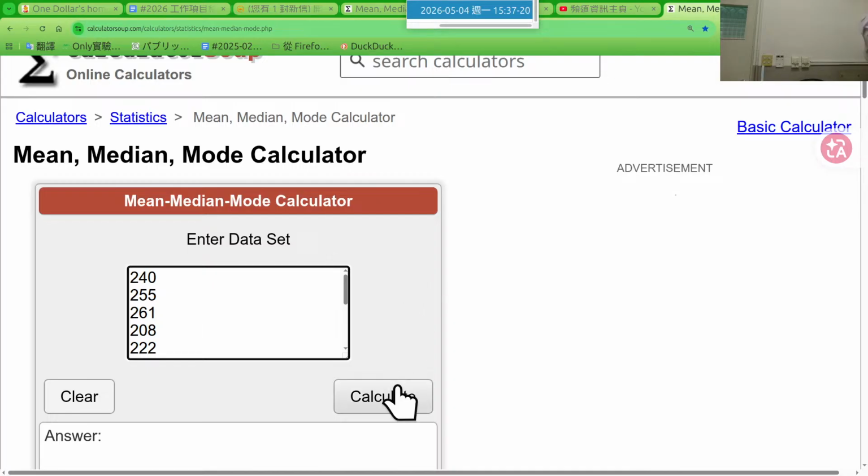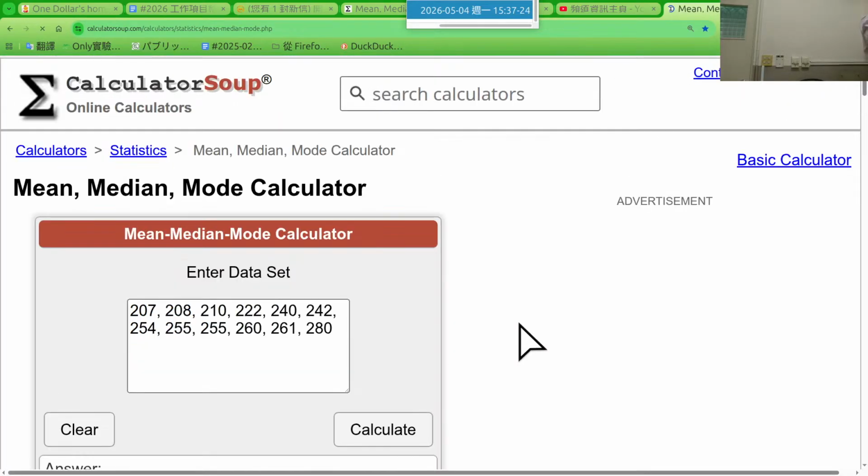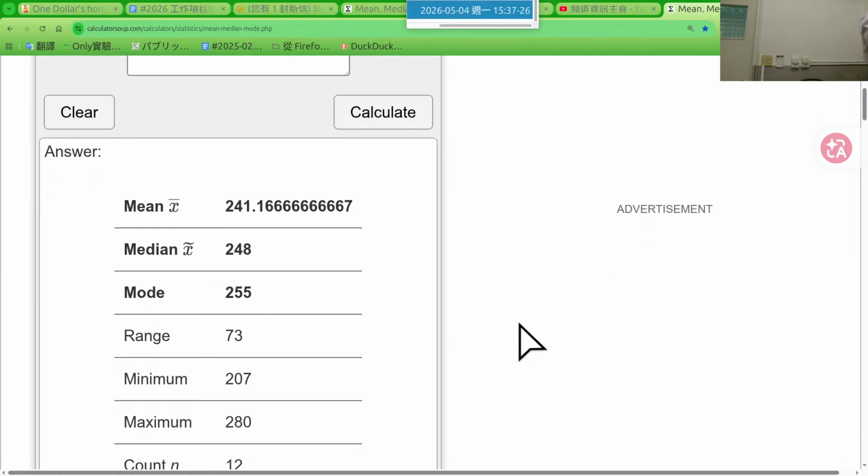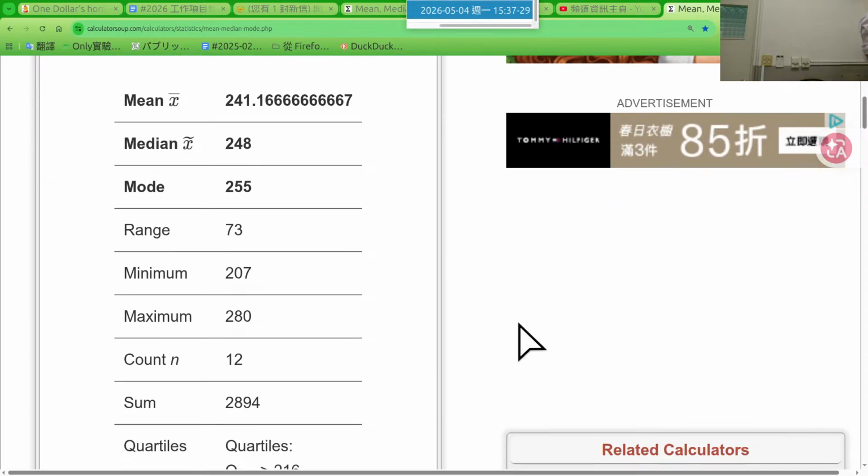Okay, and next, click calculate. Click. Then we got the mean. We got the median. We got the mode, 255. Okay, we got the range. Okay, let me show you here.